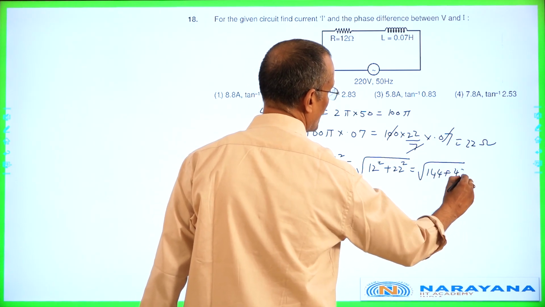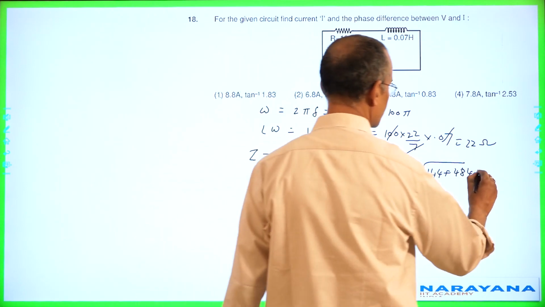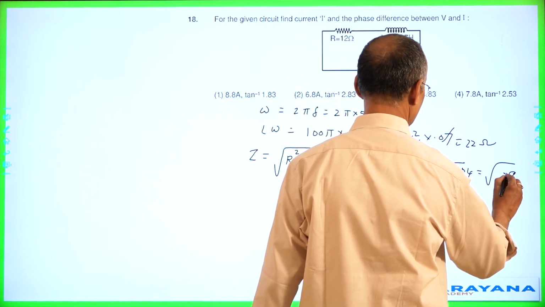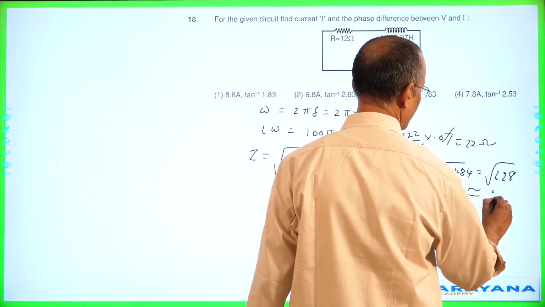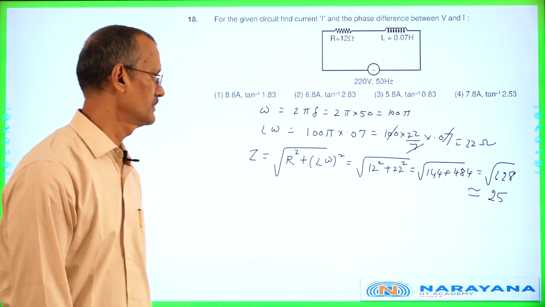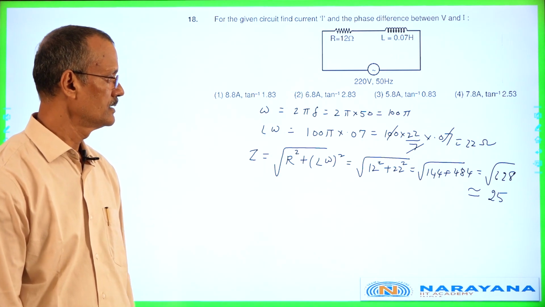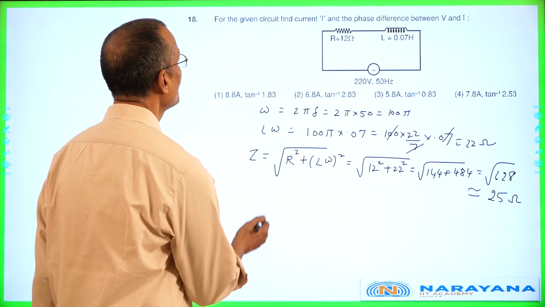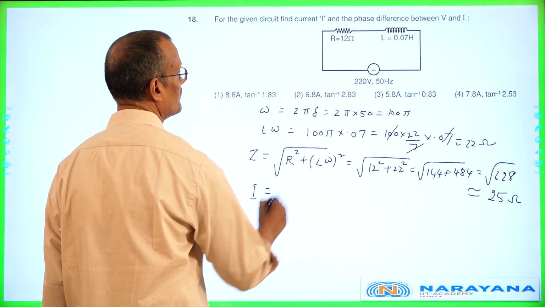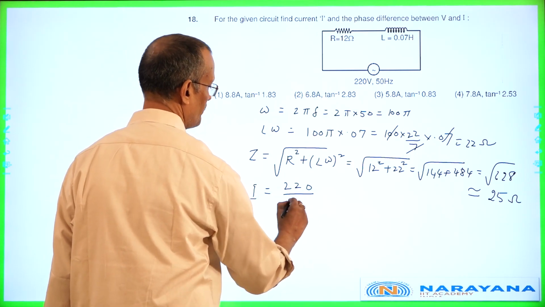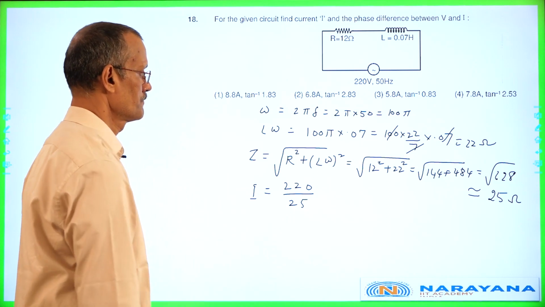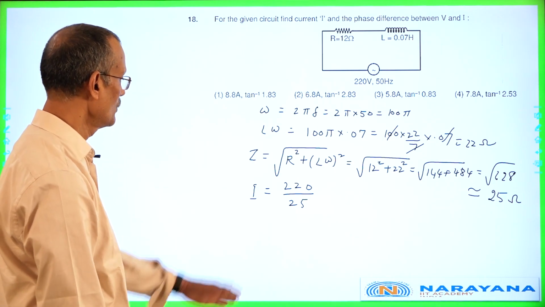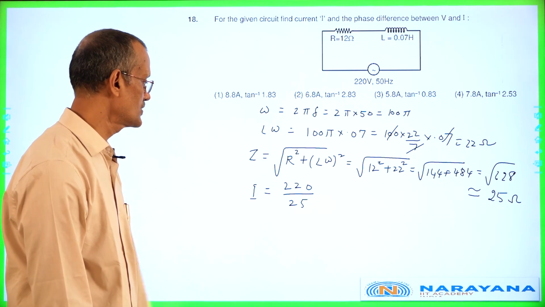144 plus 484, it is 628, I can take nearly 25, root of 625, yes, it is 25. So, I am taking 25 ohm as the impedance of the circuit. You want current. I RMS is V RMS by Z. Your V RMS is 220, Z is 25.